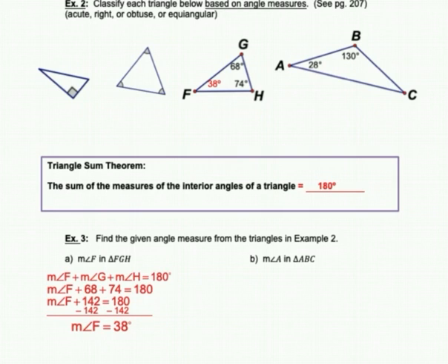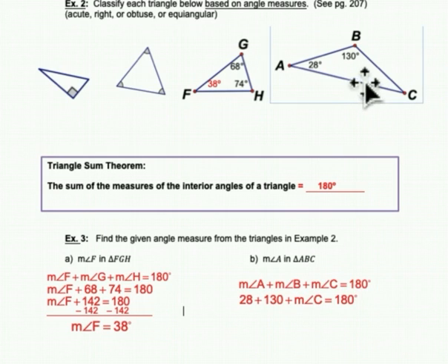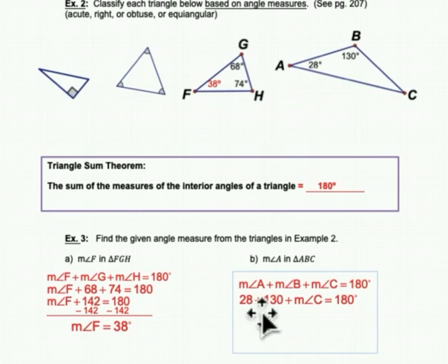Okay, so now we're going to find the measure of angle C in triangle ABC using the Triangle Sum Theorem. I already know that the sum of all the angles inside that triangle has to add up to 180 degrees. So the measure of angle A plus the measure of angle B plus the measure of angle C equals 180 degrees. I already know that the measure of angle A is 28 degrees and the measure of angle B is 130 degrees. So I'm going to substitute in 28 for the measure of angle A and 130 for the measure of angle B.